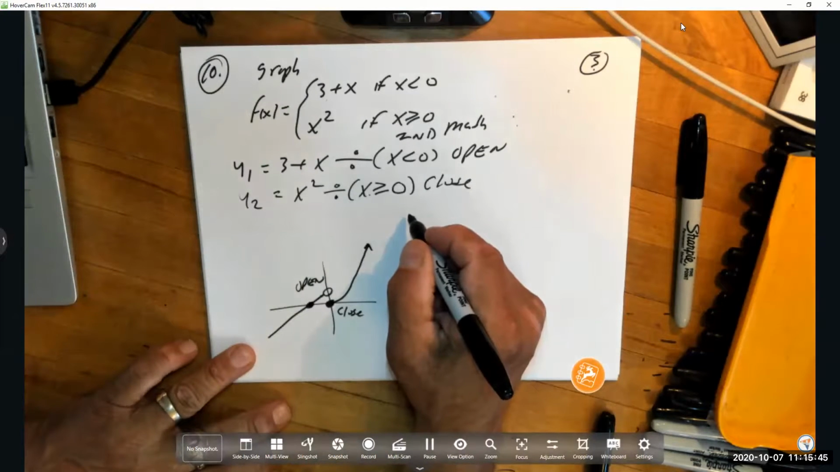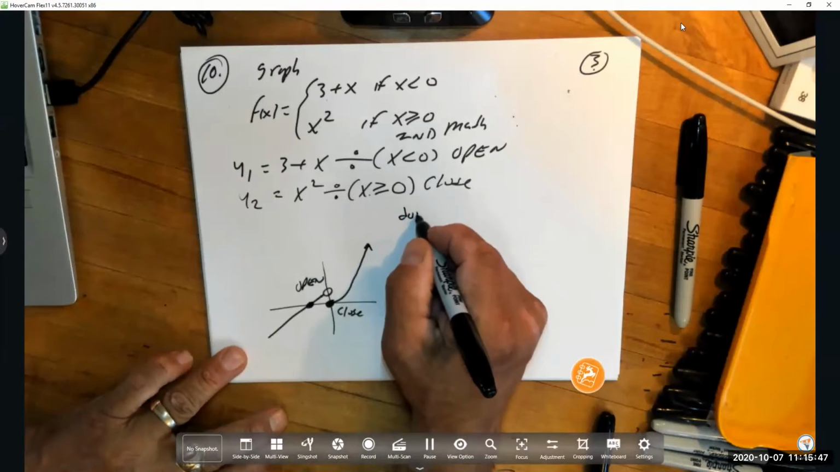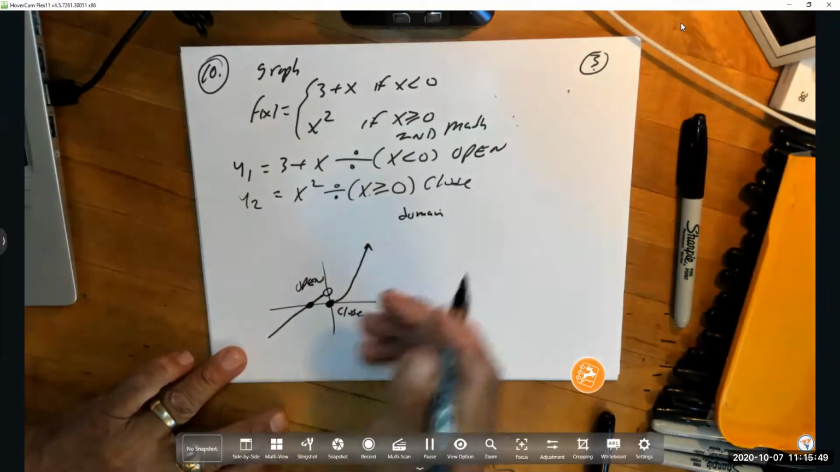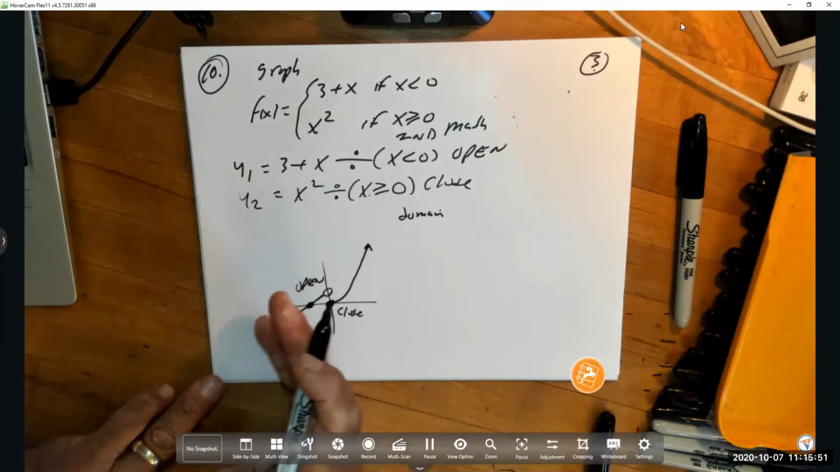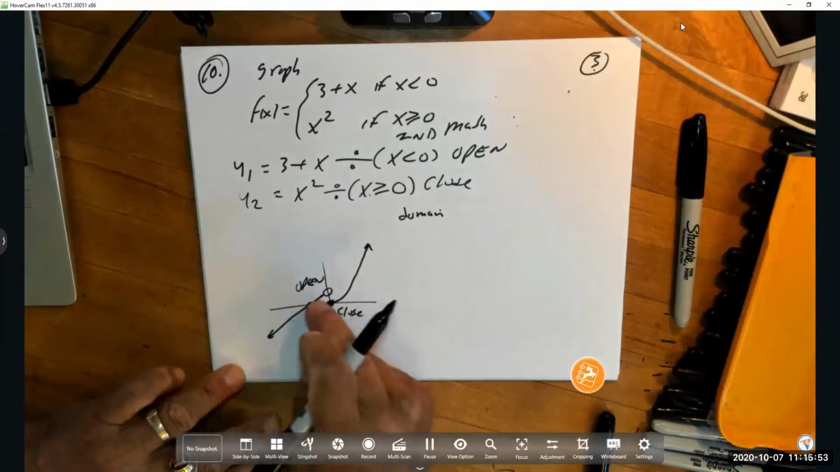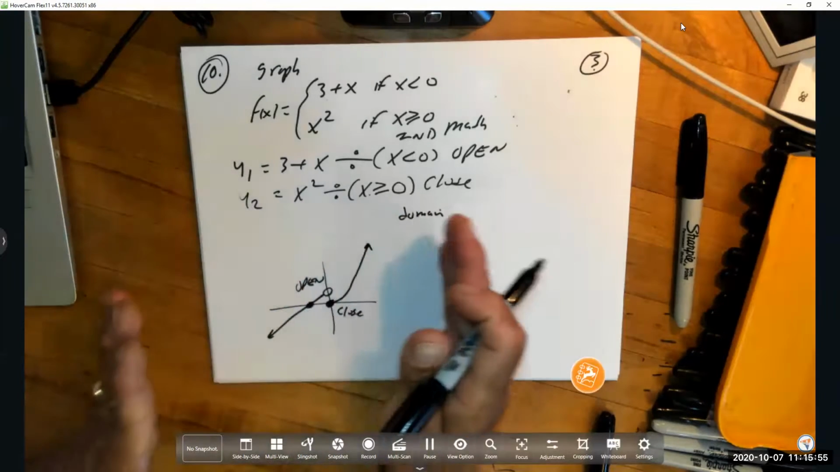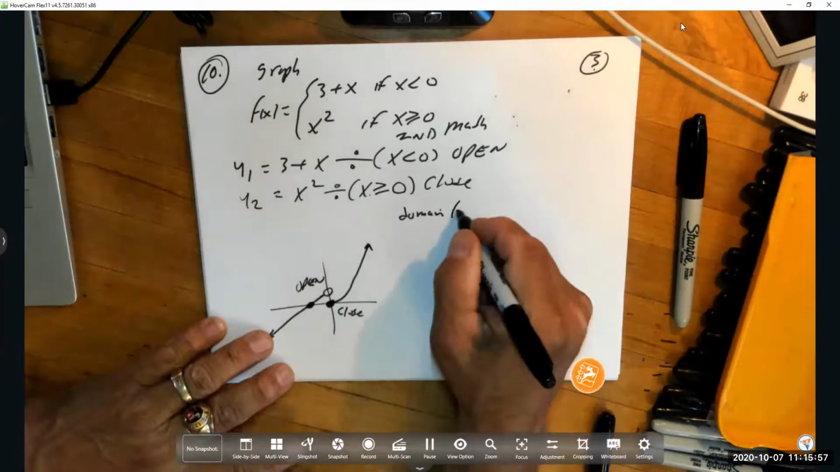First thing it says is, what is the domain? All right. This graph is going to keep going to the left. It never stops. And this is going to keep going up, up, up. So it's going to get wider, wider, wider. So I'm going to tell you what the domain is going to be.